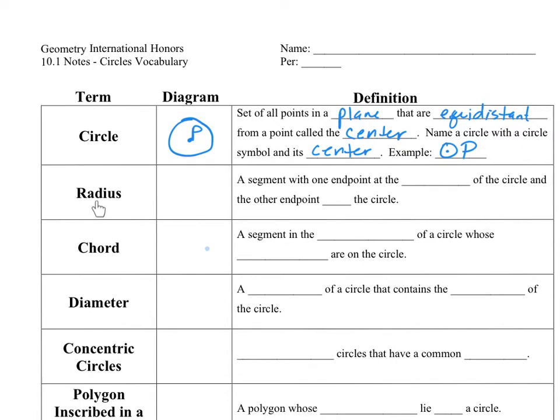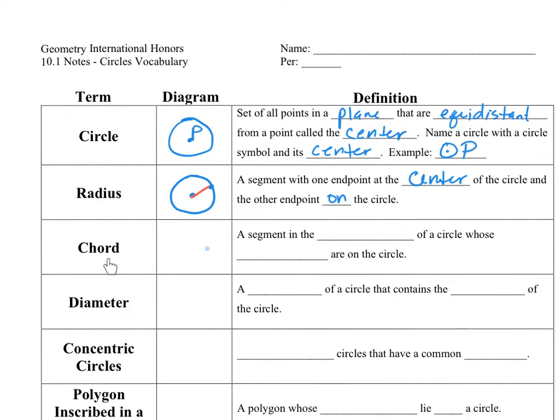Okay, now let's talk about what a radius is. A radius is a segment with one endpoint at the center of the circle, and the other endpoint is on the circle. So let's draw a picture of a radius. Draw a circle and its center. A radius would be a line segment whose endpoints are the center of the circle and also a point on the circle. I'll make that obvious, okay?